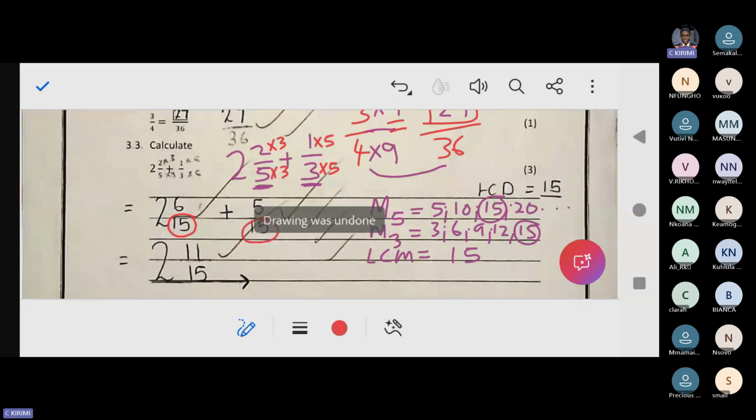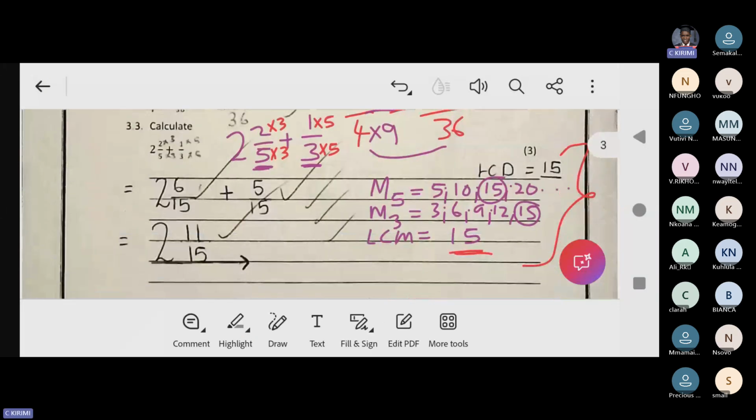So I showed you how the denominator 15 was obtained. It was using the multiples. We are using the multiples so that you find the lowest common denominator.